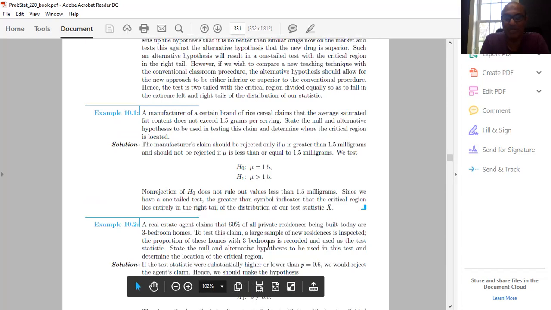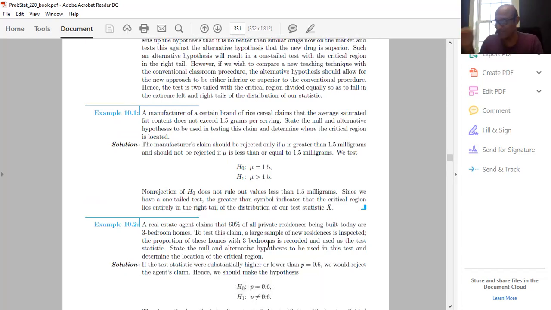So example 10.1, just an example based on 1- and 2-tailed tests. It's not a big deal. The example says that a manufacturer of a certain brand of rice cereal claims that the average saturated fat content does not exceed 1.5 grams per serving. State the null and the alternative hypothesis used in testing this claim and determine where the critical region is located.